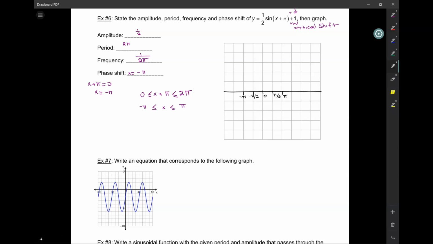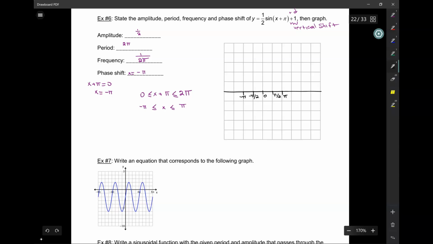Let's pause here for a minute and take a look. Look at the distance from negative pi to pi, from the first to the last point of this period. How long is it from negative pi to pi? 2 pi. What is our period? 2 pi. That needs to match up.